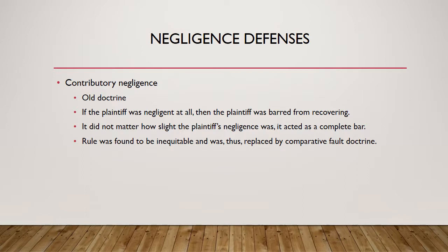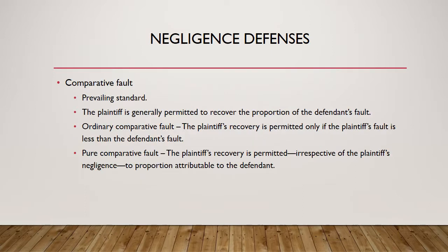So this rule, of course, was found to be inequitable to plaintiffs and was replaced by the comparative fault doctrine. Comparative fault is the new standard, is the prevailing standard, and is probably the standard in every state in the United States. Under this theory, the plaintiff is allowed to recover the proportion of the defendant's fault. So if we go back to the example that we just did, where the plaintiff is 1% negligent, then the recovery is only offset by 1%. In other words, the plaintiff would be able to recover 99% of whatever the damages are.